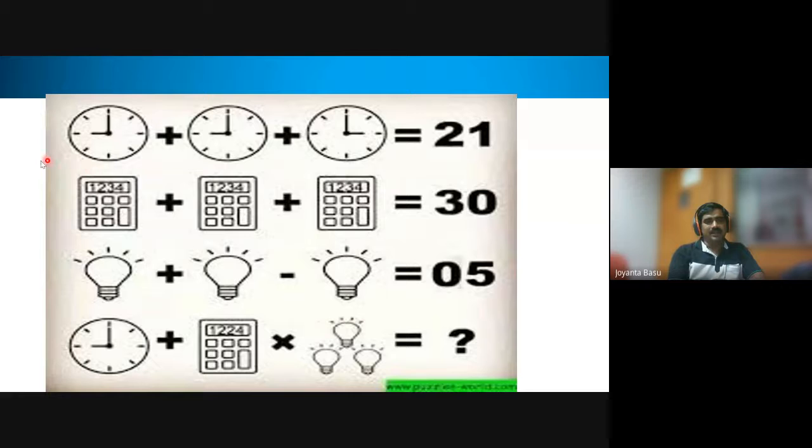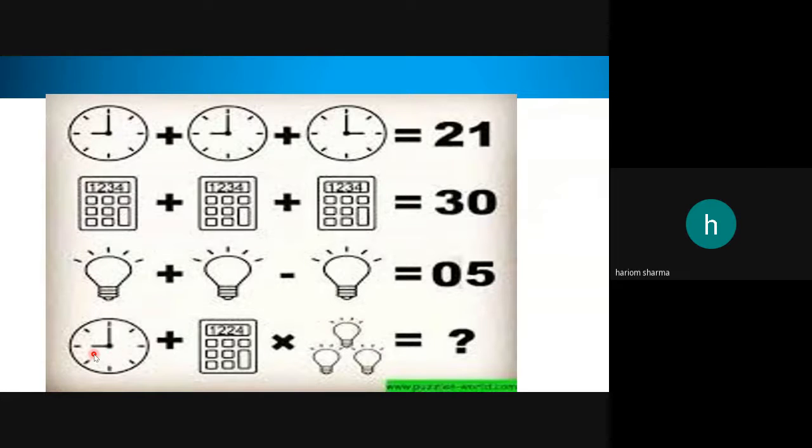It's showing 21. This is 1 plus 1, 2, 3, 4. This is 10 plus 10 plus 10, 30. Here there are 5 dots. So 5 plus 5 minus 5. So 10 minus 5 is equal to 5. Then, I think 285, sir.